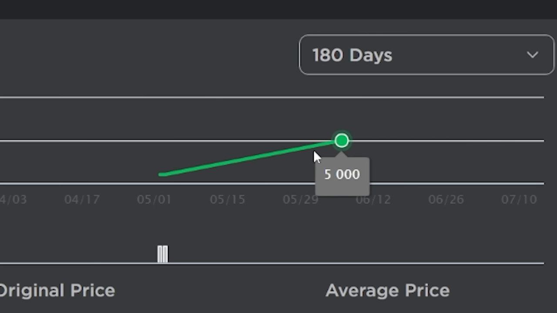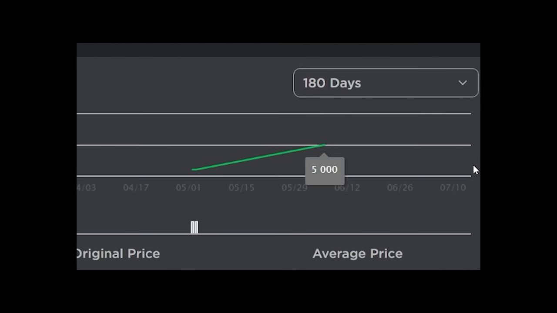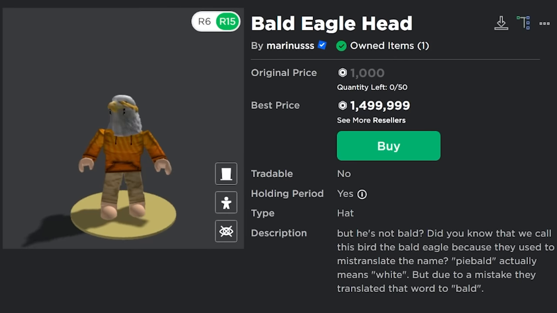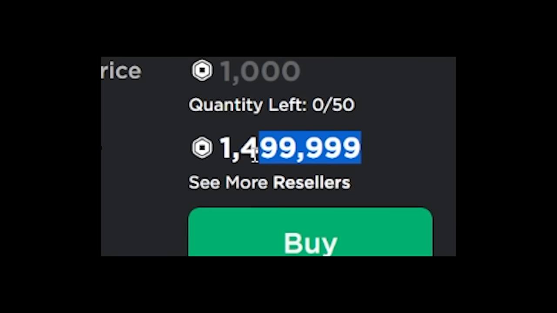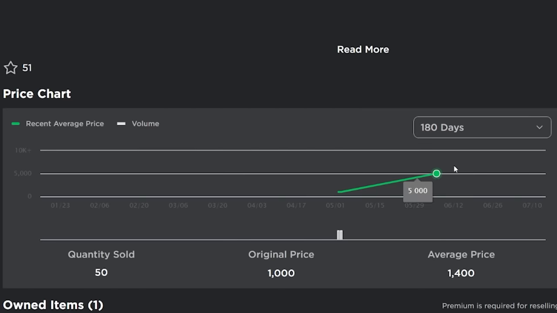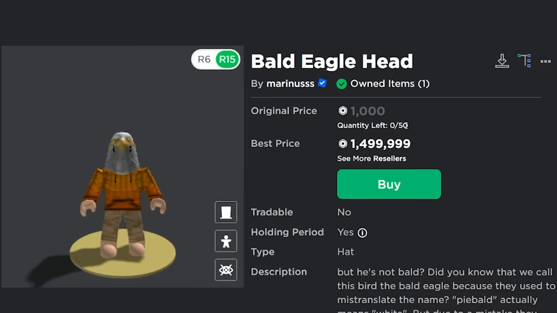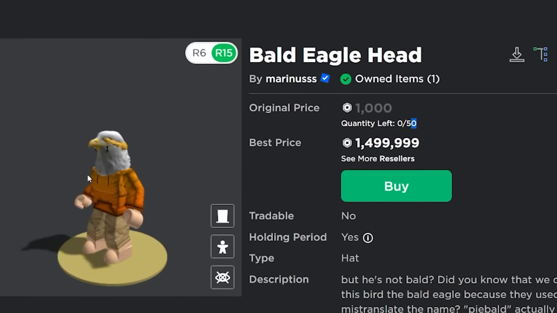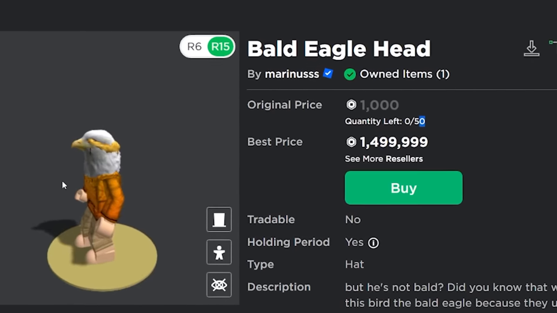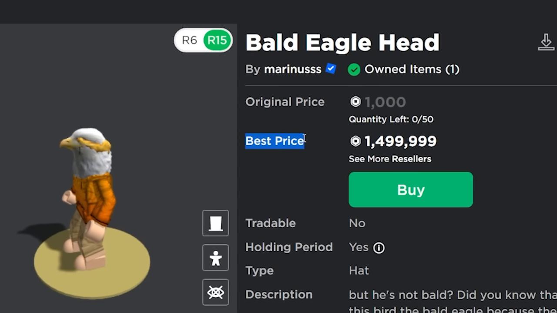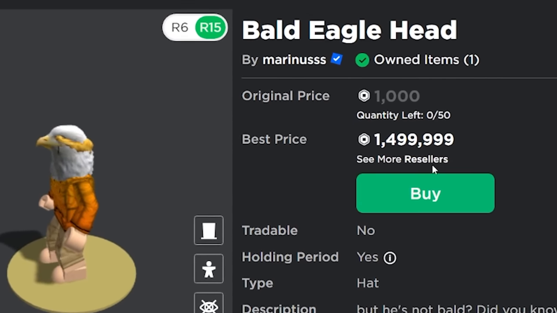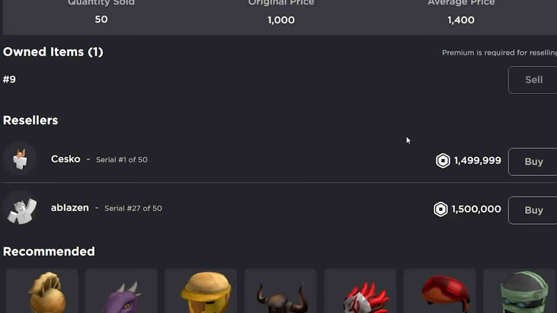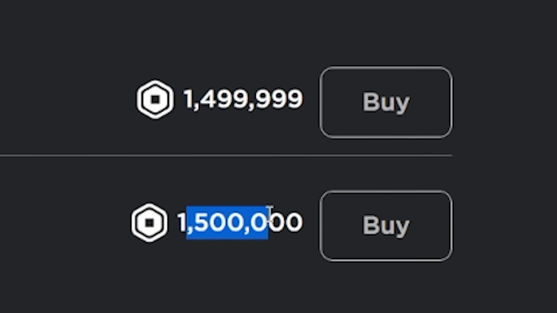Okay, I bought it for 1,000, sold for 5,000. Where's the rest of the... It's just gone. There's no data. What is happening? I'm so... What? Hold on. Why is this 1,000,000 Robux? Is that why it's not showing up on the chart? There's only 50 in stock. I somehow secured the bald eagle, and the best price listed currently is 1,500,000 Robux. Dude, the only two people that are selling this have it listed for 1,000,000.